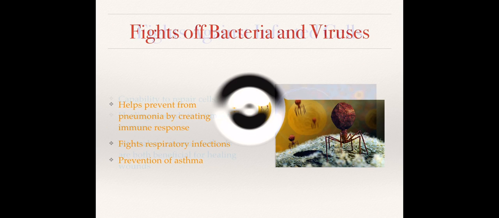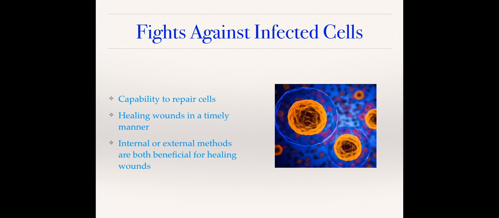How does vitamin E fight against infected cells? Well, we already know it boosts our immune system and its capability to repair cells. And we know that they put vitamin E in all types of lotions and all types of beauty products. And we know that it heals wounds and helps it in a timely manner. We can also take it internally, orally, basically just eating a capsule of it or in our vegetables. And we can also just put it on our skin.